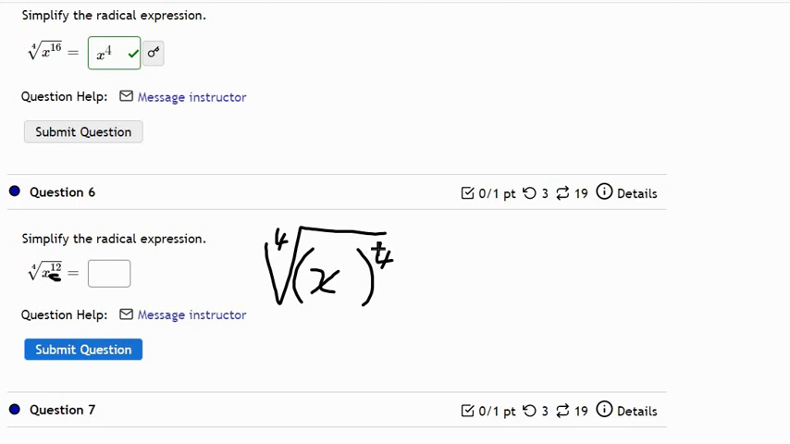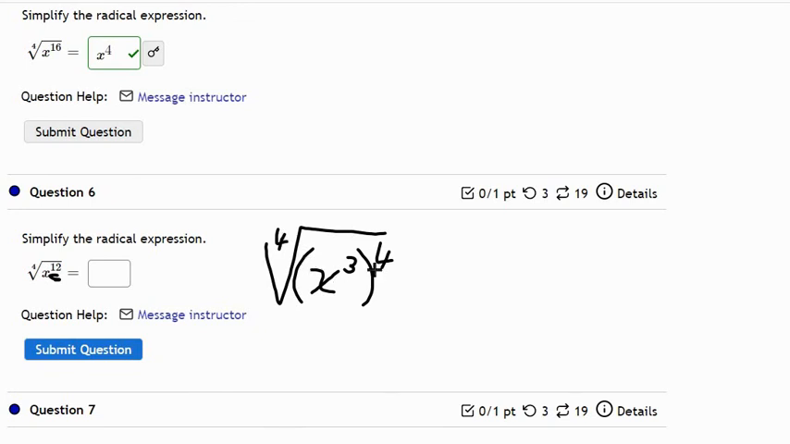So the number that you multiply by 4 to get 12 is 12 divided by 4. We could just divide these two numbers, right? 12 divided by 4 would be 3. And this is perfect. It's the fourth root of x cubed to the fourth power, which means the same thing as the fourth root of x to the 12th.